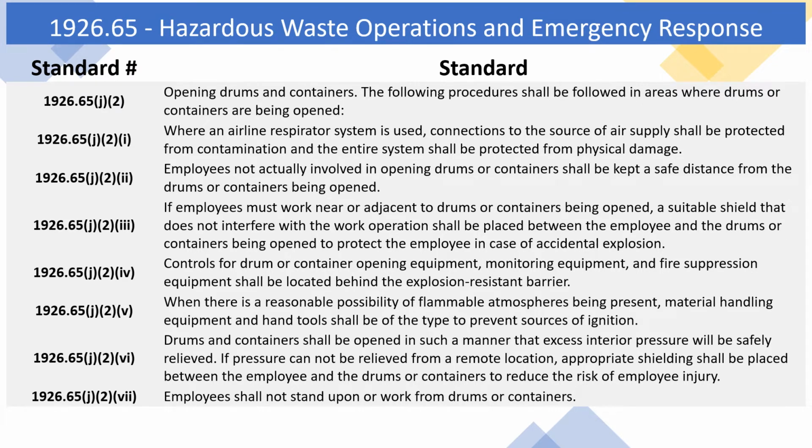1926.65 J2 5. When there is a reasonable possibility of flammable atmospheres being present, material handling equipment and hand tools shall be of the type to prevent sources of ignition. 1926.65 J2 6. Drums and containers shall be opened in such a manner that excess interior pressure will be safely relieved. If pressure cannot be relieved from a remote location, appropriate shielding shall be placed between the employee and the drums or containers to reduce the risk of employee injury. 1926.65 J2 7. Employees shall not stand upon or work from drums or containers.